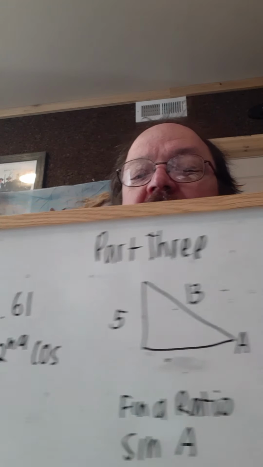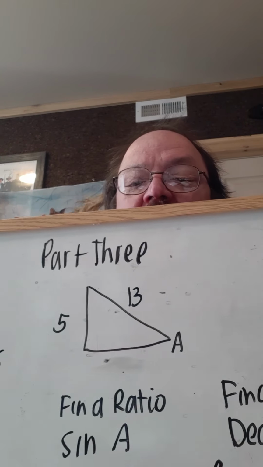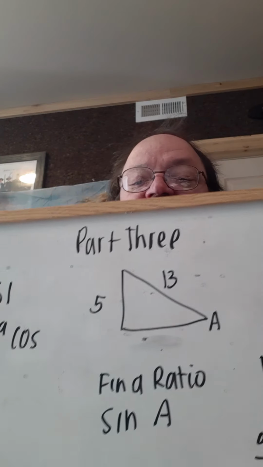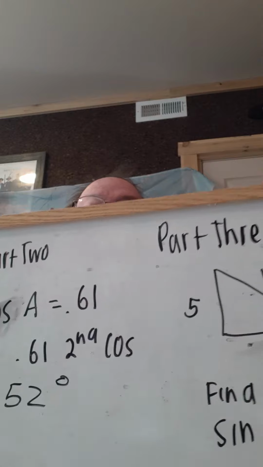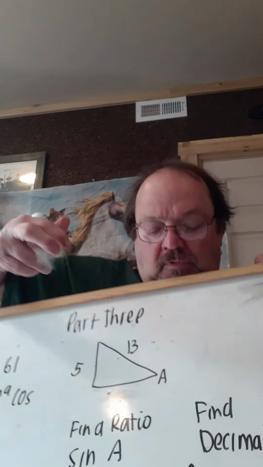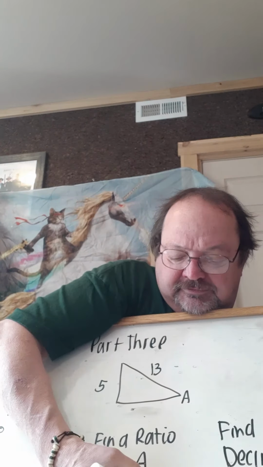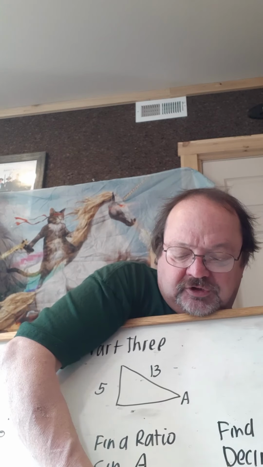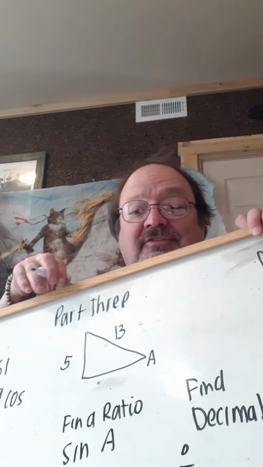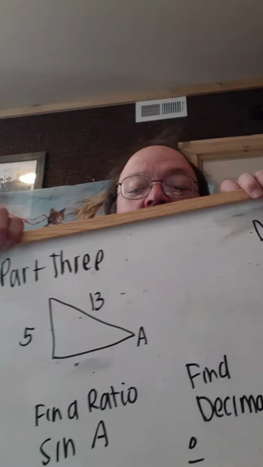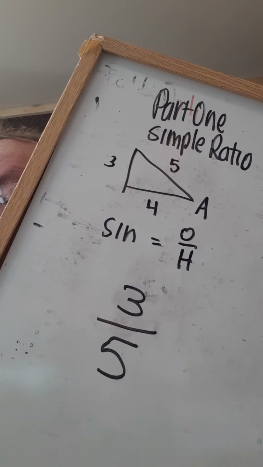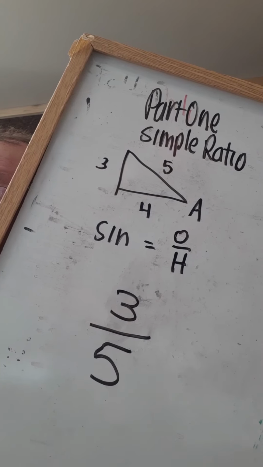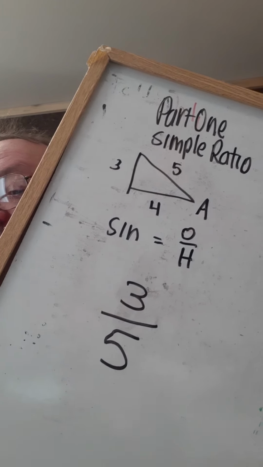Now in part 3, we're going to combine all of our elements. You're going to find your sine of A, which would be 5 over 13. Gosh, I'm getting pretty good at this upside down writing. Then we'll divide 5 by 13, and we'll get 0.384.